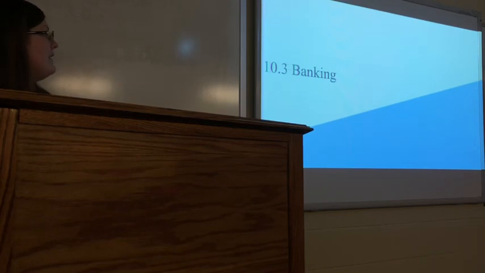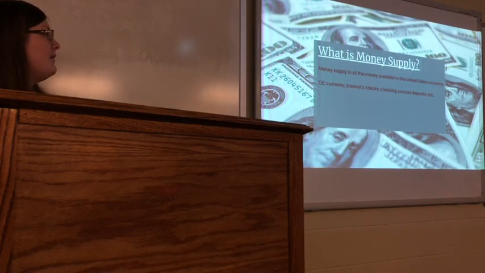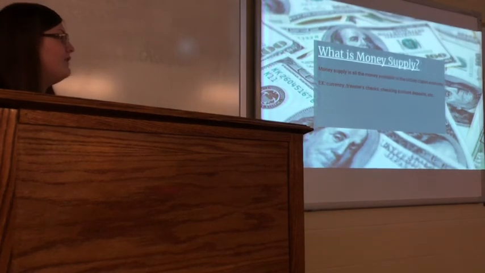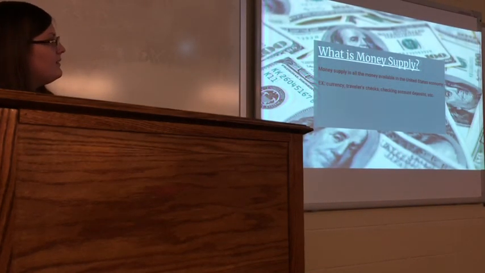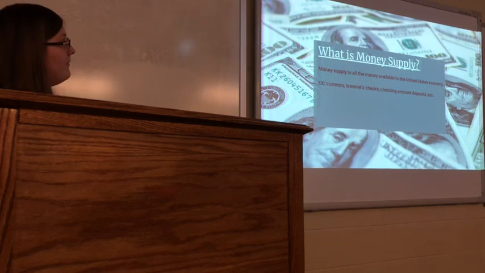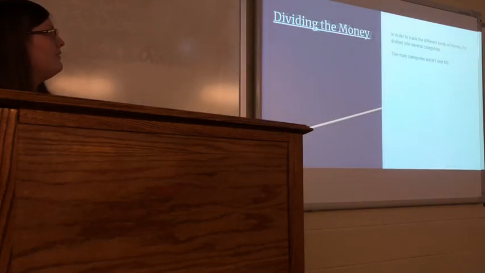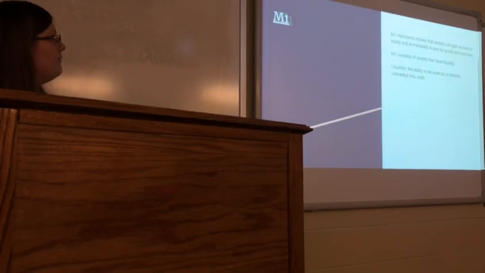Section 10.3, banking. What is money supply? Money supply is all the money available in the United States economy. It includes currency, traveler's checks, checking account deposits, and other things. Dividing the money: in order to track the different kinds of money, it's divided into several categories. The ones discussed in this section are M1 and M2.